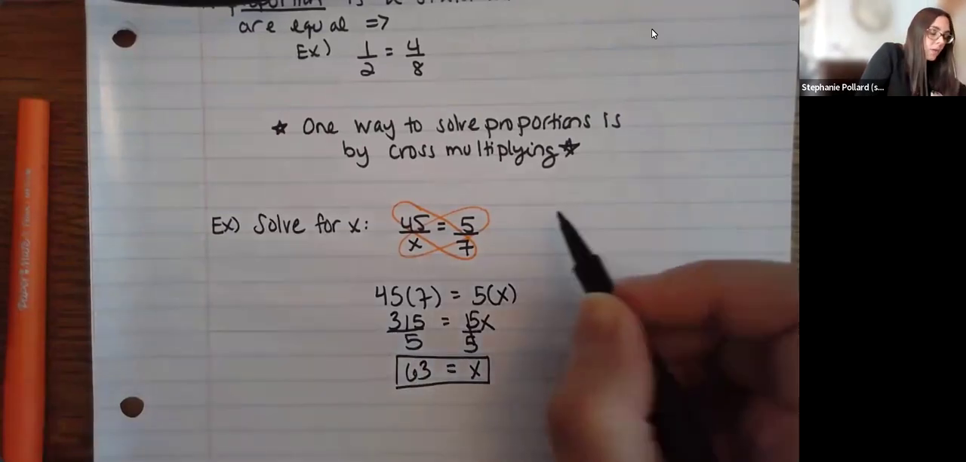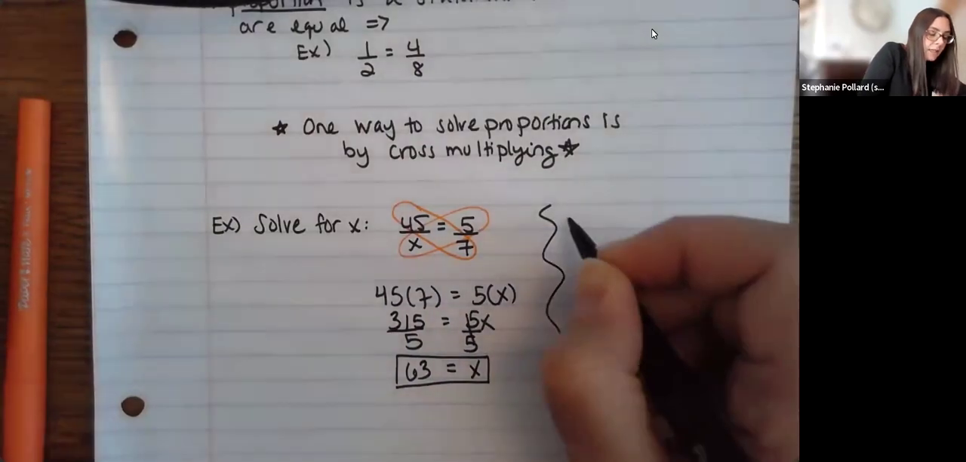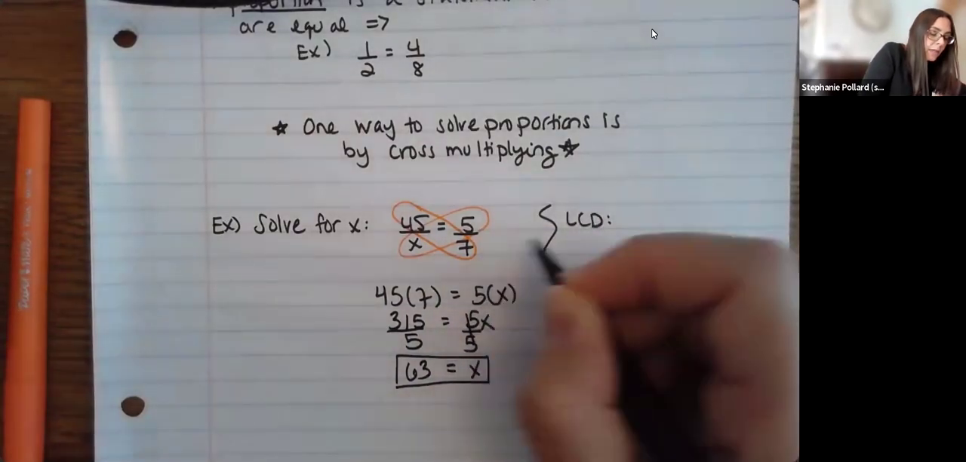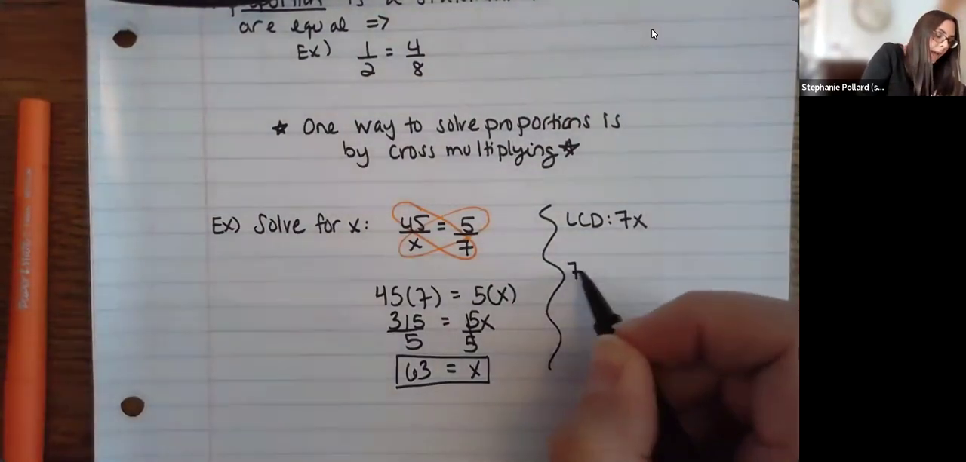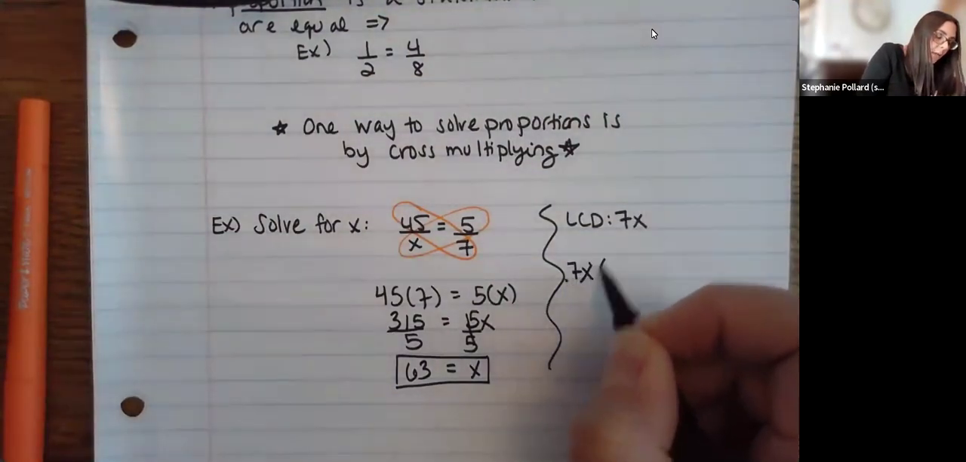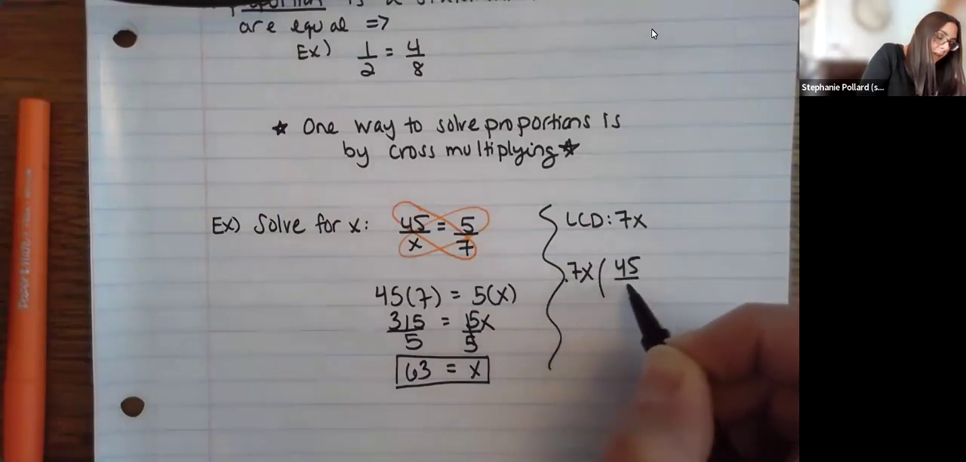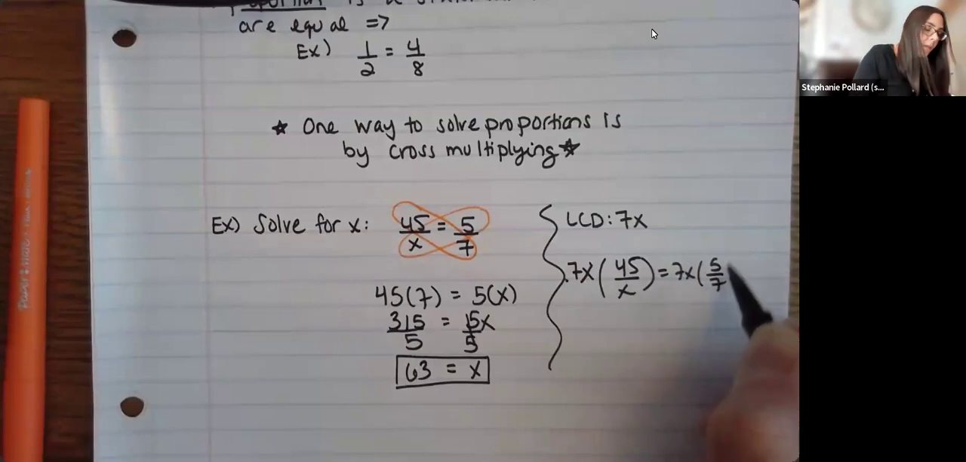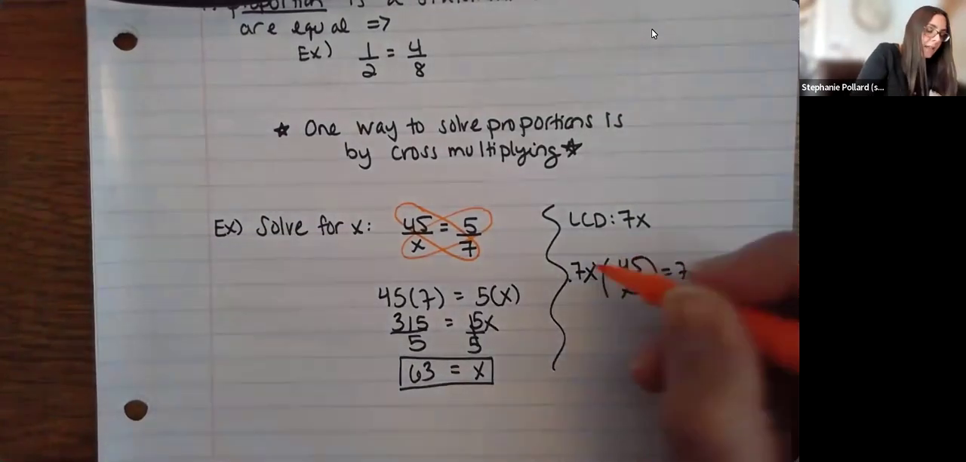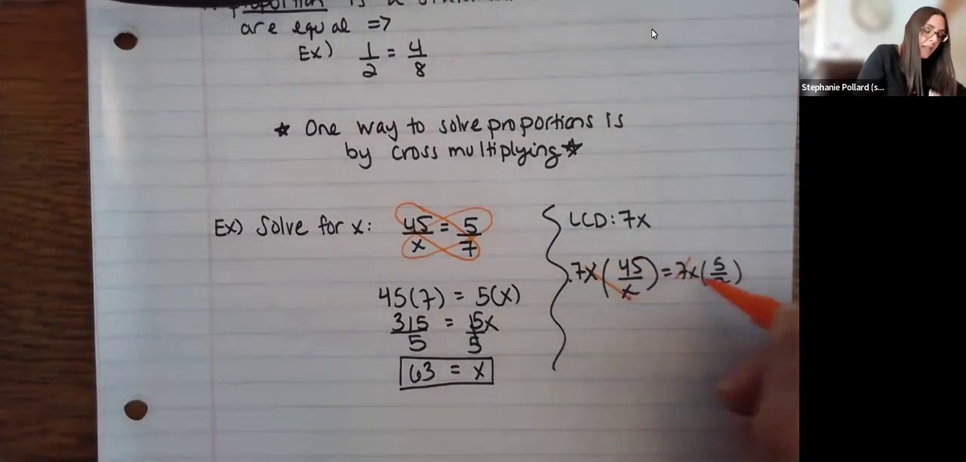Now you could also do this by using the LCD. In this case, the LCD would be a 7 and an x, so 7x. You would multiply both sides, or both terms here, by 7x. Now what happens is that on the left the x's cancel, and on the right the 7's cancel.